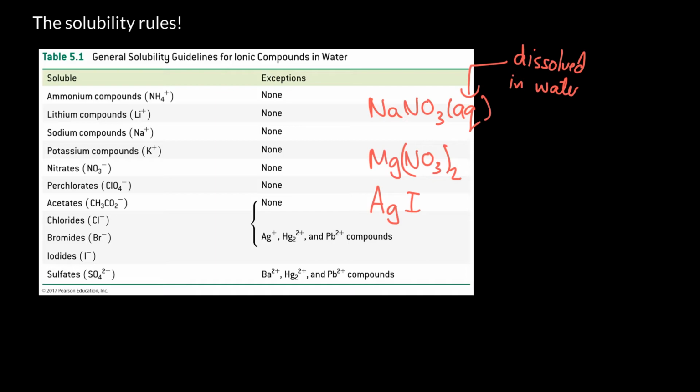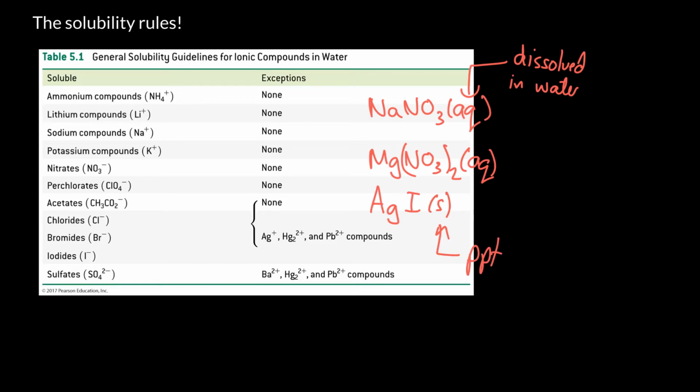So magnesium nitrate, we go down through the list. Magnesium, no. Nitrate, magnesium nitrate, nitrate. Okay, there you go. All nitrates are soluble with no exceptions. So even though we don't find magnesium on the list, we can immediately write magnesium nitrate is soluble, hence AQ. And if we go on down and look at silver iodide, there we go, iodide, and it is generally soluble, with the exception if it contains silver, mercury, or lead. So since silver is right there, that means that the whole thing is not soluble in water, so it is a precipitate. So PPT for short.